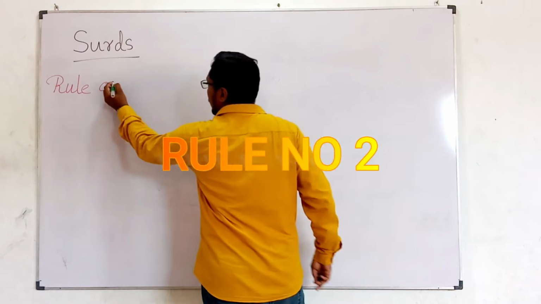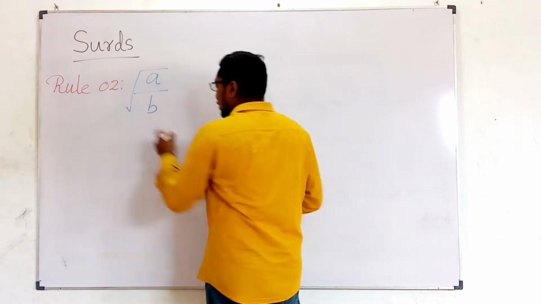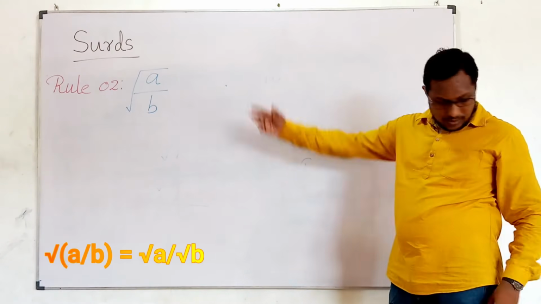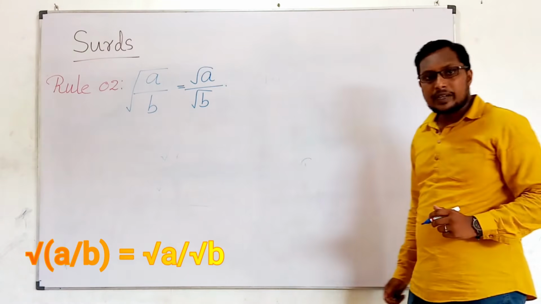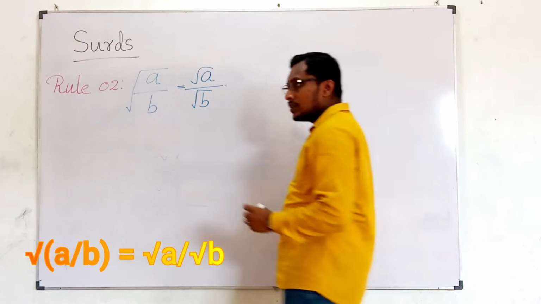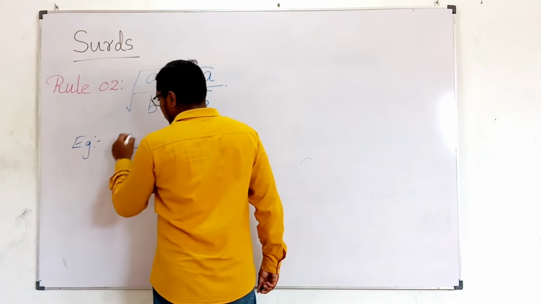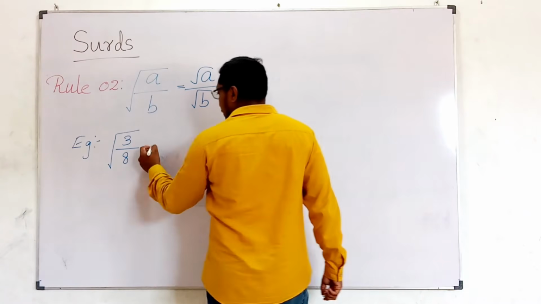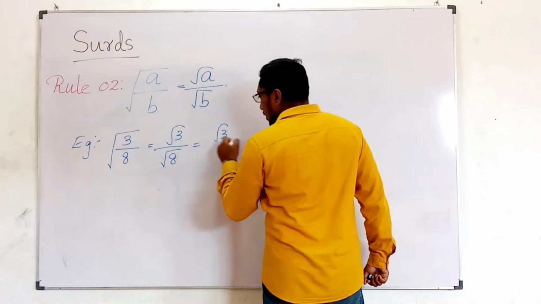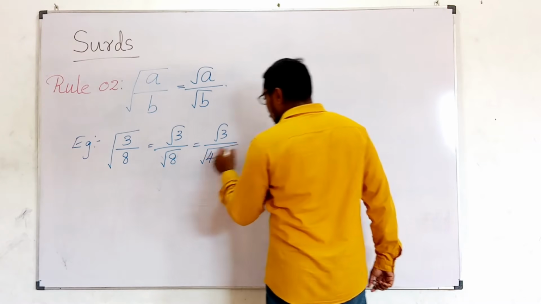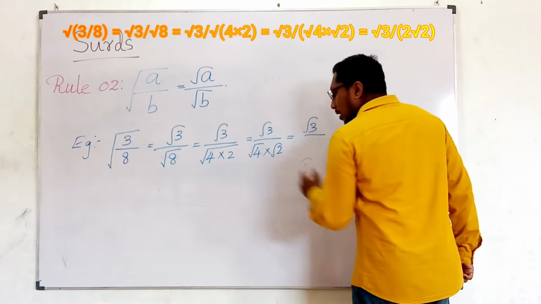Okay, let's move on to rule number 2. This is also not a difficult one. Rule number 2 is about division. You can split the root into two separate roots, in the denominator and numerator. Let's take a few examples. You can simply write root 8 over root 3... from the previous rule 1, you can write 8 as 4 times 2, and after that split into root 4 times root 2. Now square root 4 is 2, so it is 2 root 2. This is the final answer.